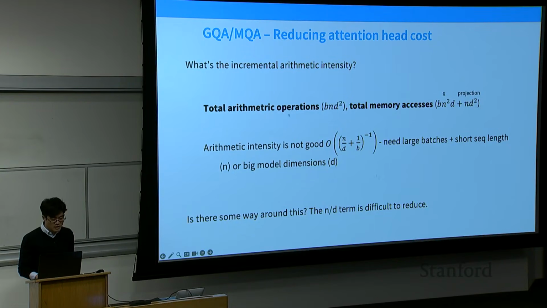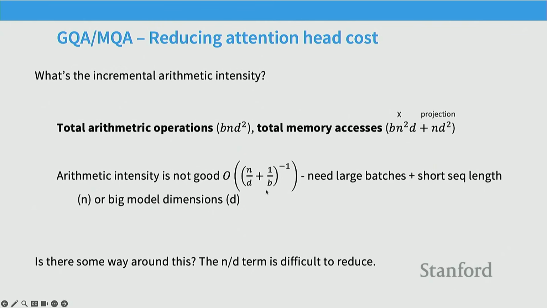And so when you take this ratio, the arithmetic intensity is not so good. You're going to get (n over d plus 1 over b) inverse. If we reason through this, if I want arithmetic intensity to be high, I want the thing inside to be very small. So I need really large batches, and I need n over d to be small. What does that mean? I need really short sequence lengths or really big model dimensions. And this n over d is really unfavorable because I don't want a bigger model and I don't want a shorter sequence length, right? And so this is the core inference cost trade-off that people face.